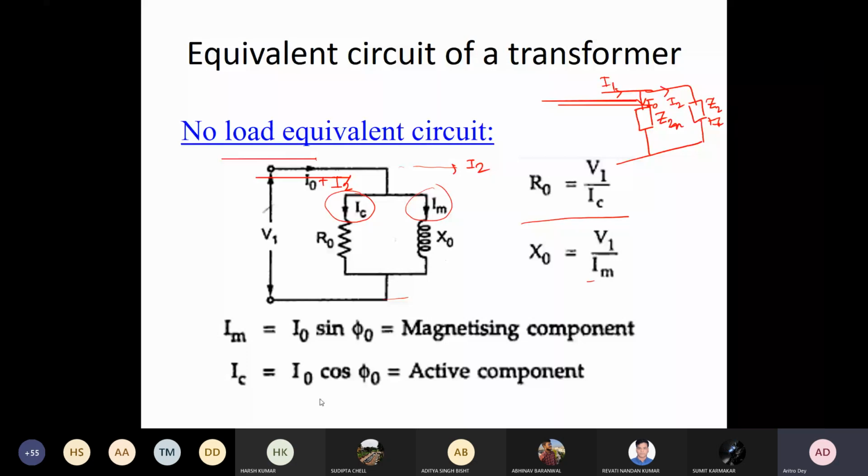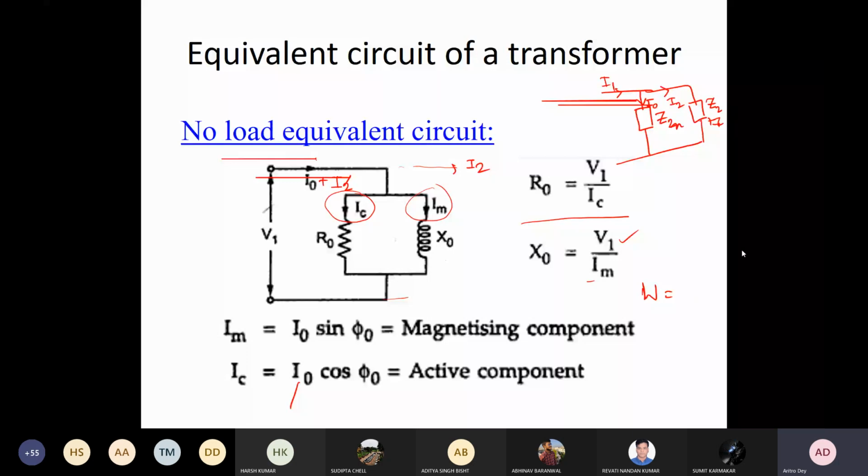But practically, you cannot get phi 0 directly, and for that you should have the wattmeter reading and voltmeter reading as well. Then only you will be able to find it out. So V1 you have to measure, I0 through the ammeter, and also W, I mean the wattmeter reading. If the wattmeter reading is known to us, then we can find out the necessary calculation. We'll come back to that when I discuss the open circuit and short circuit test.